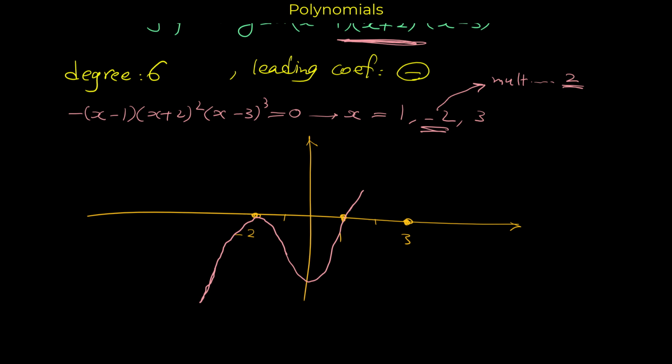Let me make this a little better. So we go up, then we get close to this point, and then we continue going down. Something like this. Let me try again. This is not what I expected to graph. We get close to this point, we get a little flat, and then we go down.